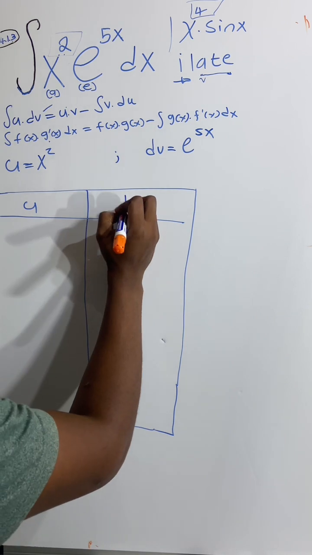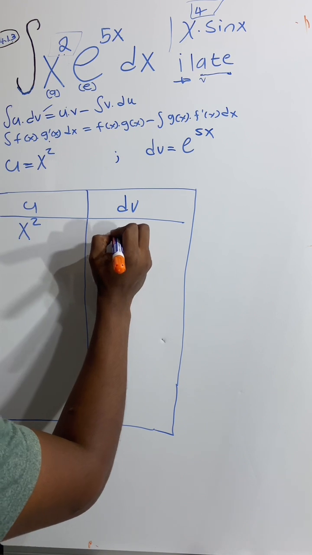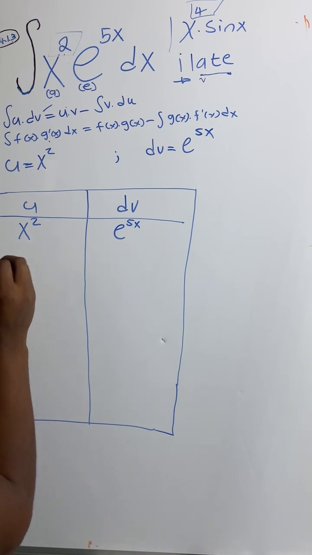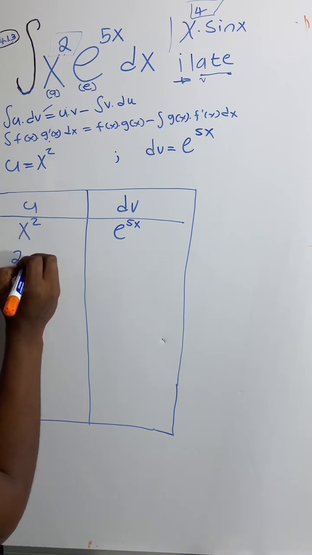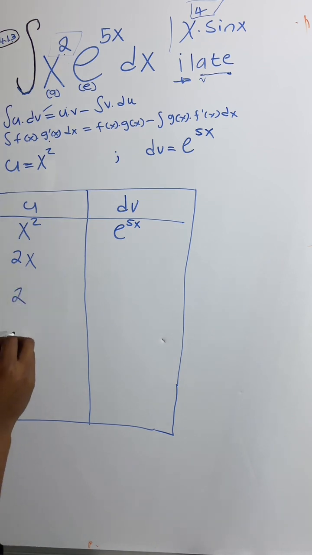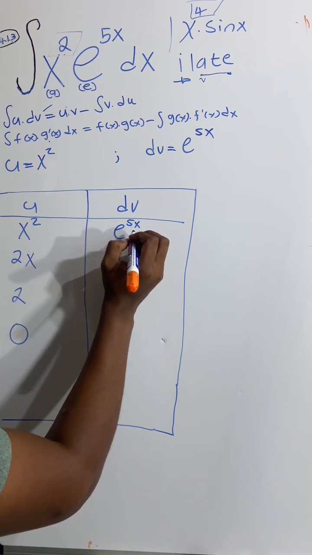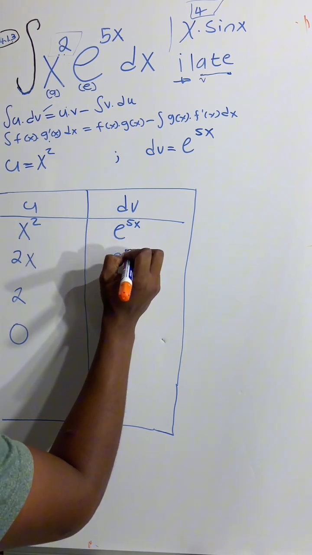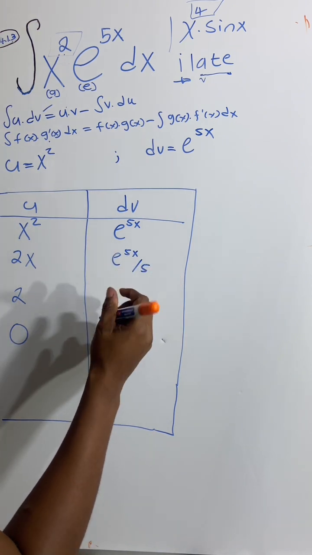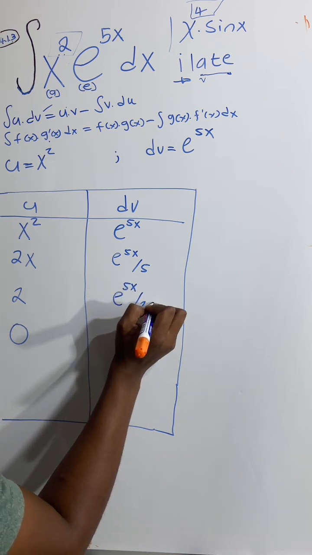So we'll have u and dv. We know that our u is x squared, and the dv is e to the power 5x. With the u, we differentiate the x squared. Differentiating x squared, we get 2x. Differentiating 2x, we get 2. Differentiating 2, we get 0. This side we integrate. When we integrate e to the power 5x, we get e to the power 5x divided by 5. When we integrate e to the power 5x divided by 5, we get e to the power 5x divided by 5 times 5, which is 25.